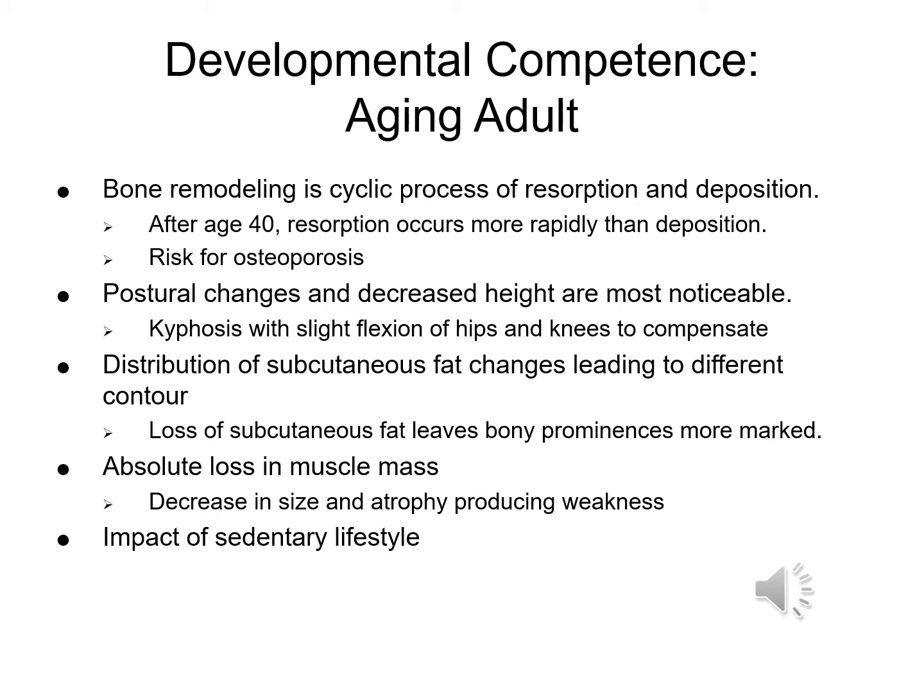Distribution of subcutaneous fat changes, leading to a different contour. They start to lose the subcutaneous fat, so their bony prominences are more noticeable. That's also why the elderly start to get more sores over those bony areas. They just don't have as much fat as they did when they were younger. There's an absolute loss in muscle mass, so size and atrophy start to produce weakness, which is why it's so important for the elderly to do their walking, and it's an impact on their sedentary lifestyle.